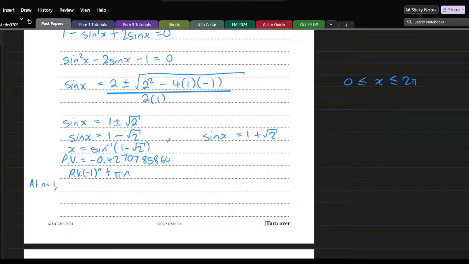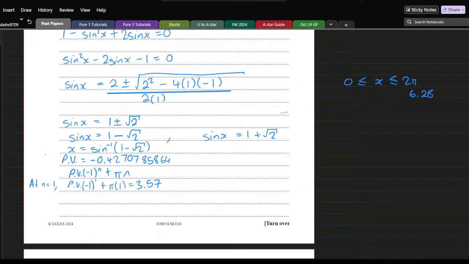At n is equal to 1, that's PV times -1 to the power 1 plus pi times 1, and this gives us, that's our principal value times -1 to the power 1 plus pi, that gives us 3.57. That is in fact within 2 pi because 2 pi is approximately 6.28.